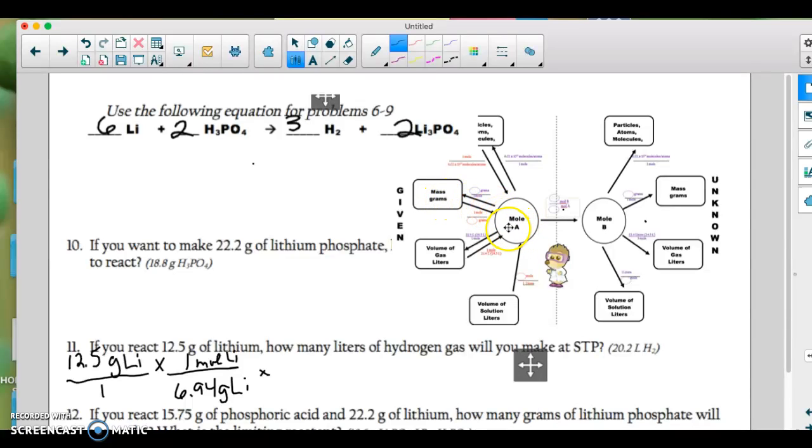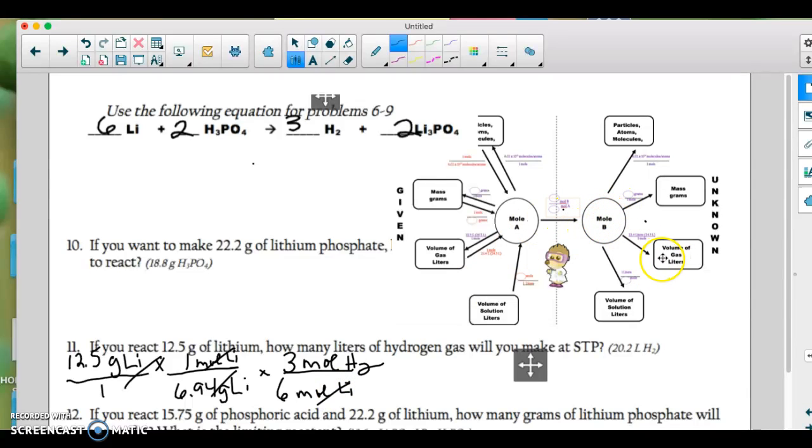Now I'm going to do my mole. So I want to get rid of my moles of lithium. So I'm going to put a 6 on the bottom. And then I'm going over to hydrogen, so I'm going to put a 3 on the top. So my grams cancel, moles cancel. I'm at moles of hydrogen.